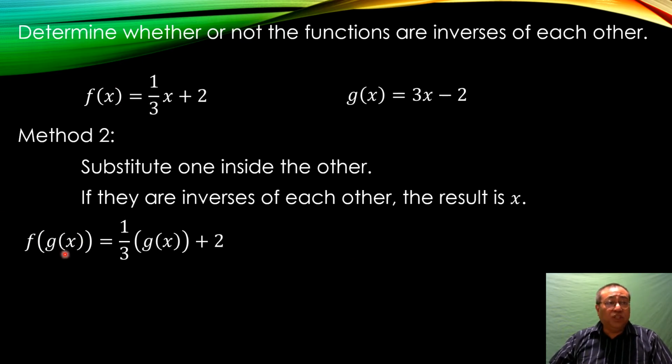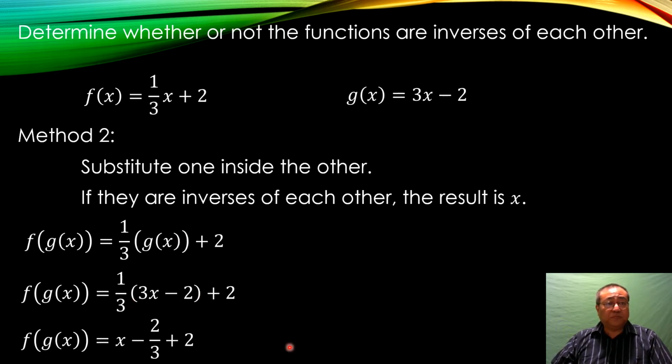So f of g of x. You're substituting this whole expression into x. So wherever the x was, you put g of x. So that's here. It's 1/3 x plus 2, so it's now 1/3 g of x plus 2. But what's g of x? G of x is this whole thing. So I've got to replace that g of x with 3x minus 2.